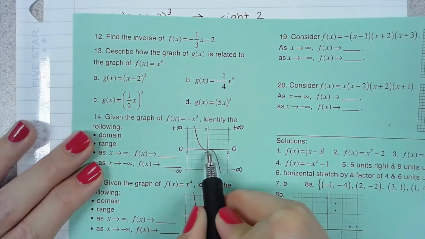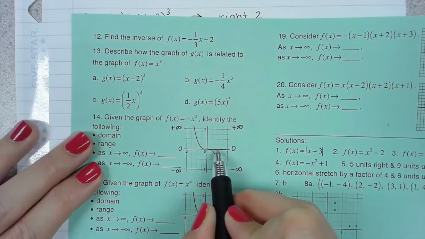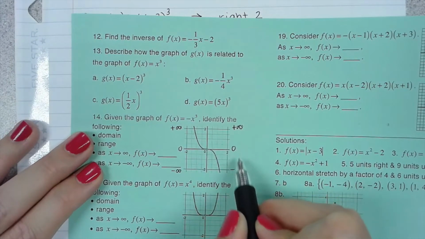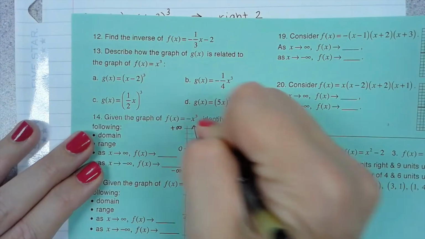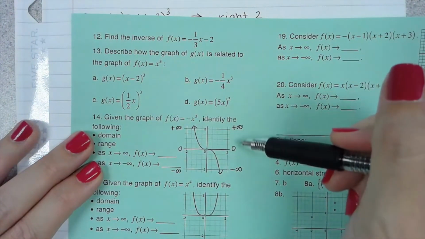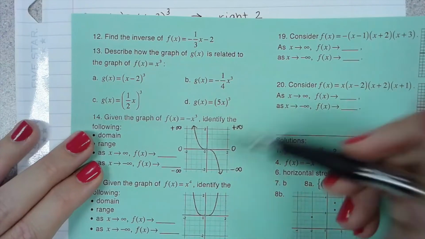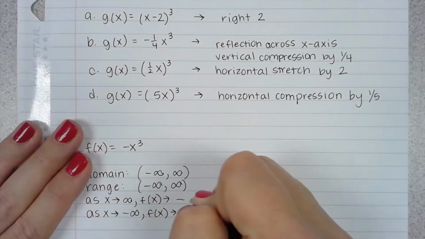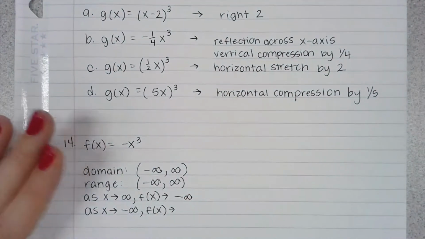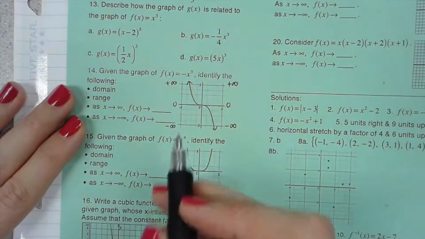As x approaches positive infinity, so as x goes bigger and bigger, you look at where the end of the graph is pointing, and so that means y is approaching negative infinity. So as x gets bigger and bigger, the graph's pointing down here. So as x approaches positive infinity, y approaches negative infinity, and then the same thing works for the other side of the graph as well.